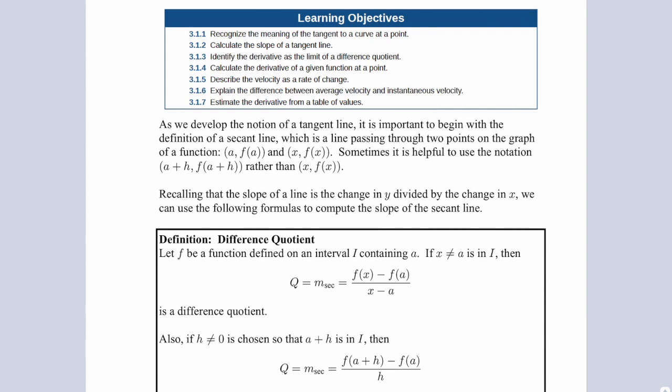Our learning objectives are: recognize the meaning of the tangent to a curve at a point, calculate the slope of a tangent line, identify the derivative as the limit of a difference quotient, calculate the derivative of a given function at a point, describe the velocity as a rate of change, explain the difference between average velocity and instantaneous velocity, and estimate the derivative from a table of values.